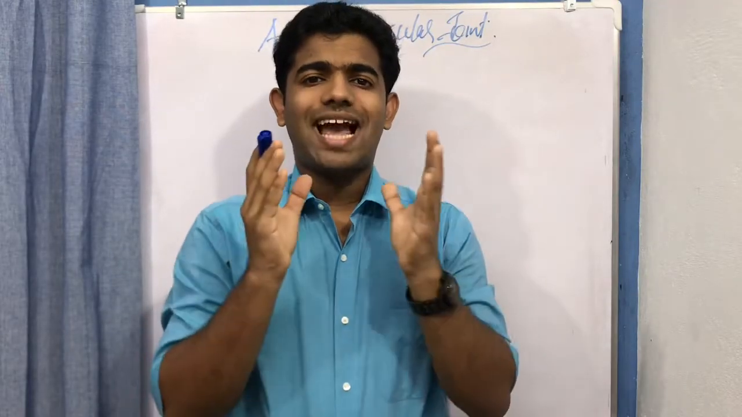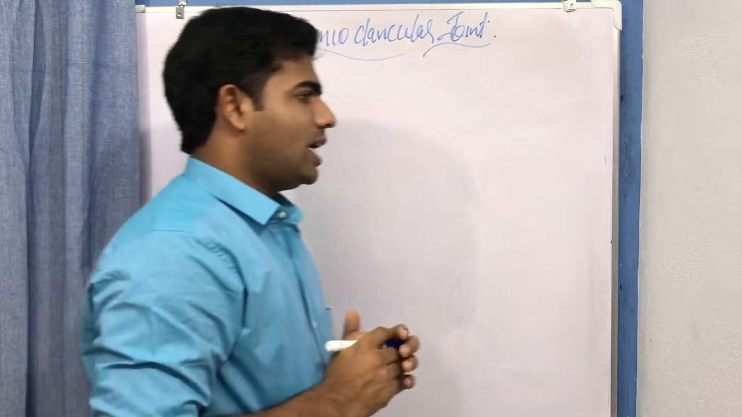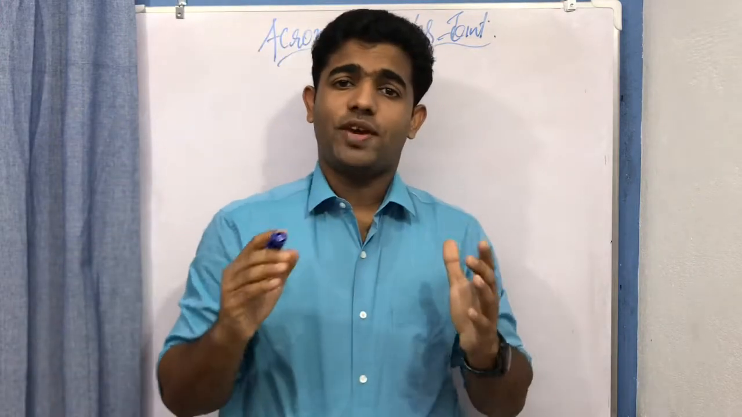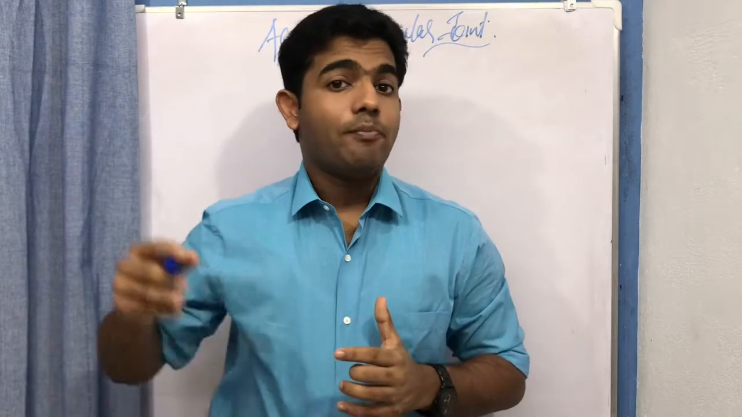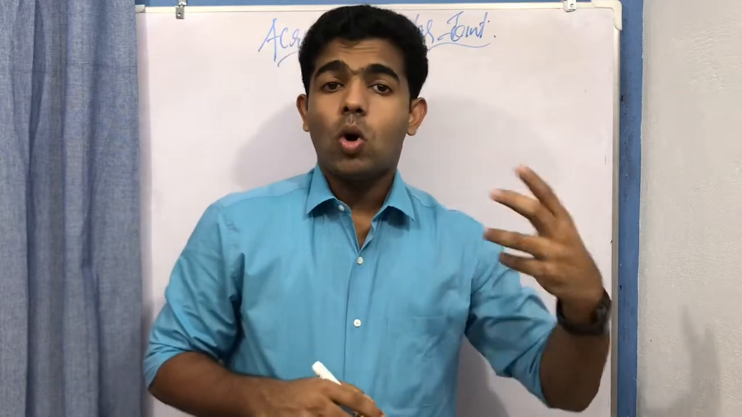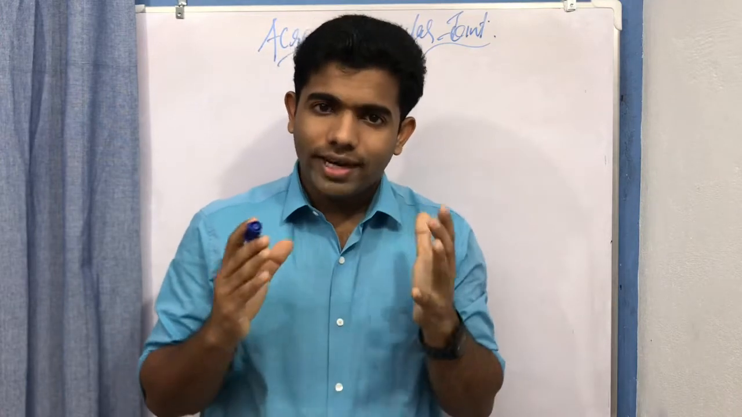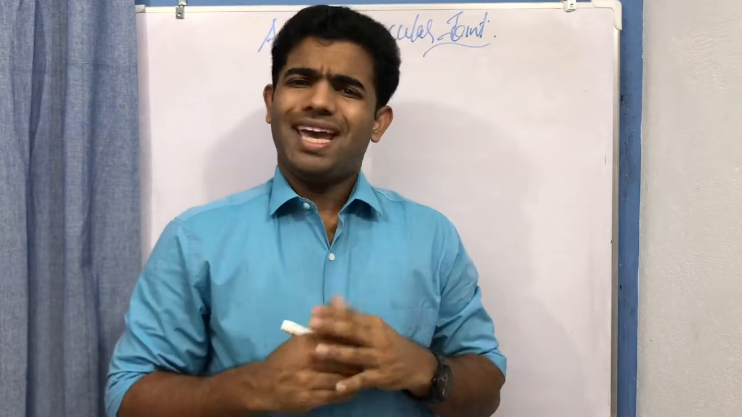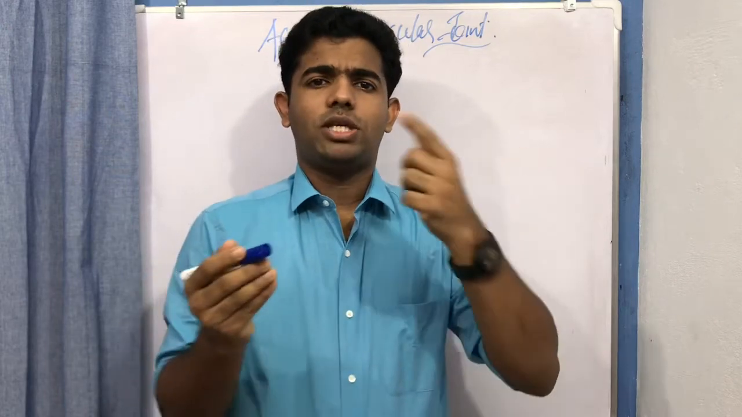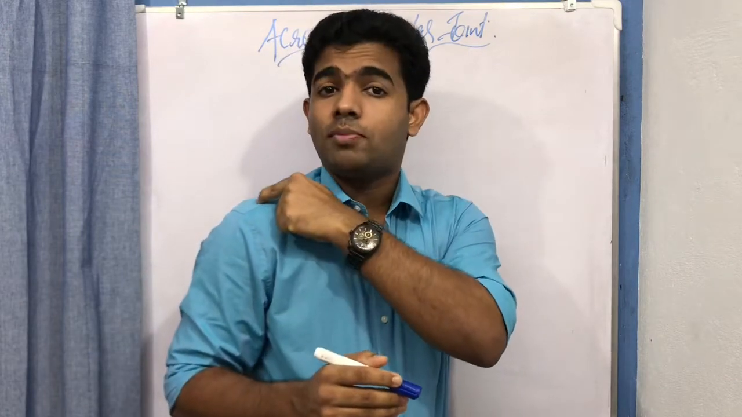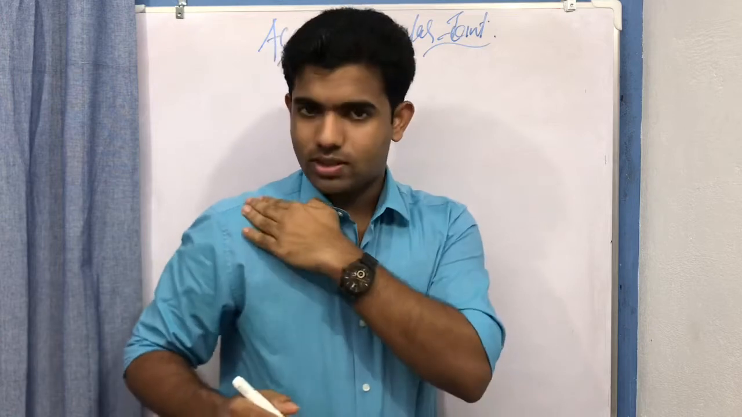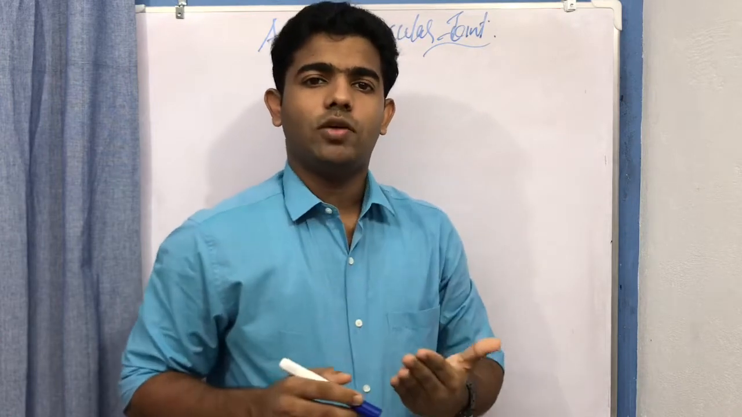What is the acromioclavicular joint? The acromioclavicular joint is very simple to learn as compared to the sternoclavicular or scapulothoracic joint or even the glenohumeral joint. It has a very simple articulation with the acromion process of the scapula, with the lateral end of the clavicle.